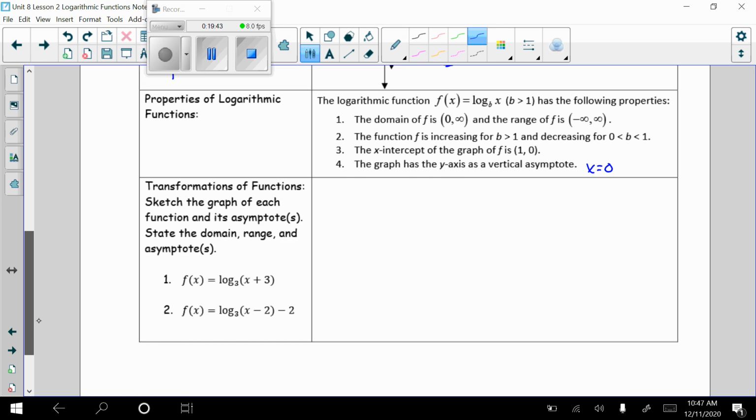Okay, so knowing all of that, we can then apply transformations to these graphs. So like, for example, number 1, f of x is equal to log base 3 of x plus 3. Based off all of our previous rules, log base 3 of x would be our parent function.